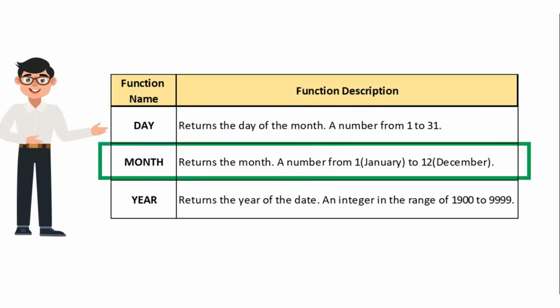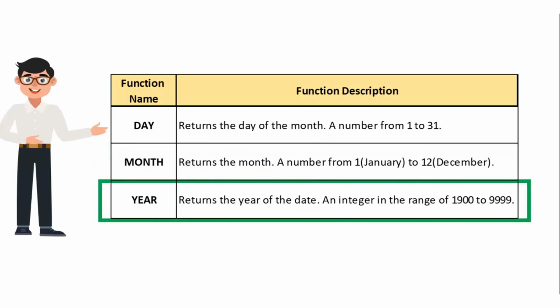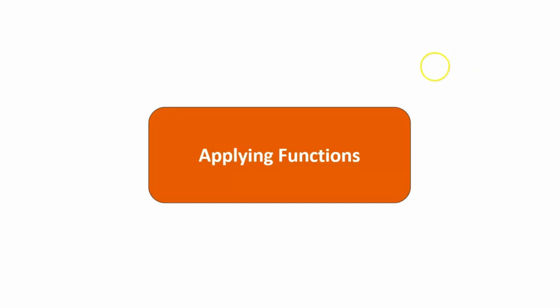Moving to the month function, it returns the month of a given date and it can return a number from 1 to 12. 1 stands for January and 12 stands for December. Moving to the year function, it returns the year of the date and can return an integer starting from 1900 to 9999. Let us now understand how we can apply these functions in Excel.